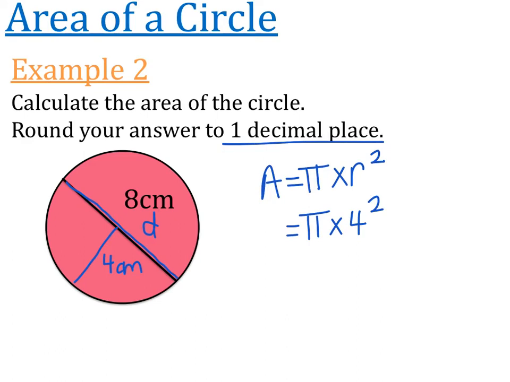Pi times 4 squared is 50.3. Okay, make sure you round it properly. It's 50.265, but we're going to call that 50.3 centimeters squared.